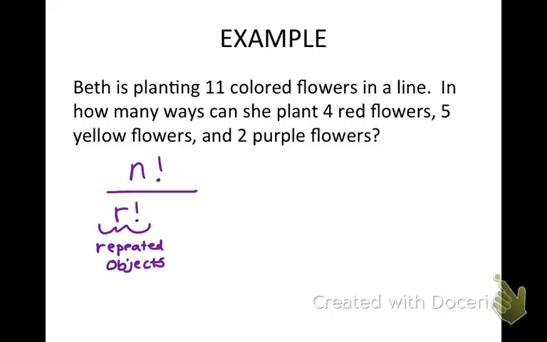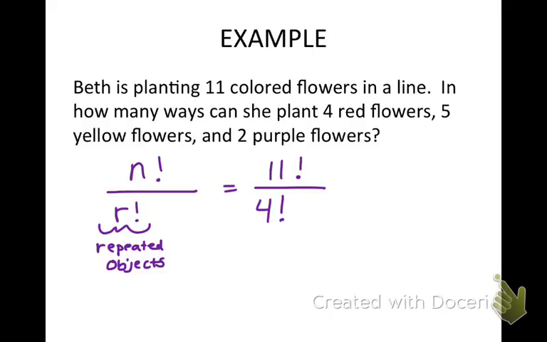So how many total flowers do we have? 11. So in my numerator, I'm going to put 11 factorial. Well, how many of those flowers are red? 4. Because if I've got my line, here's my windowsill, if I put a red here, does it matter which of those reds it was? No. It's going to be red, right? I don't care if it was red 1, red 2, red 3, or red 4. So we're going to divide by that 4 factorial.